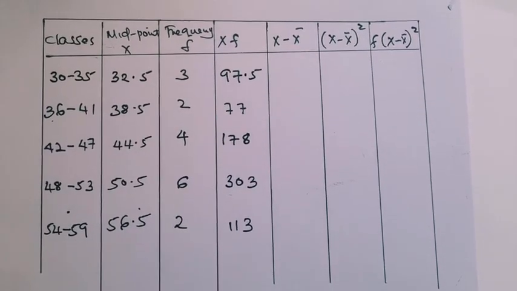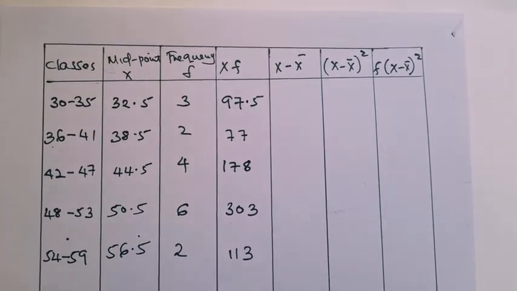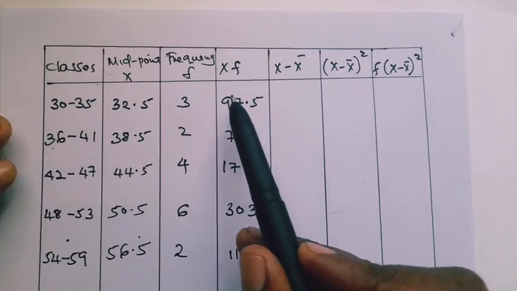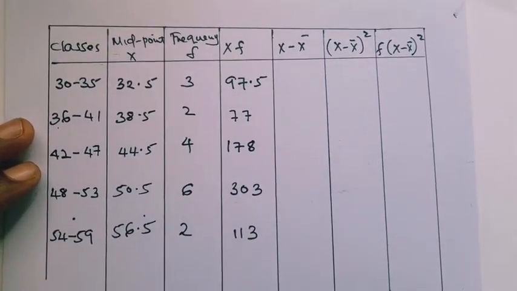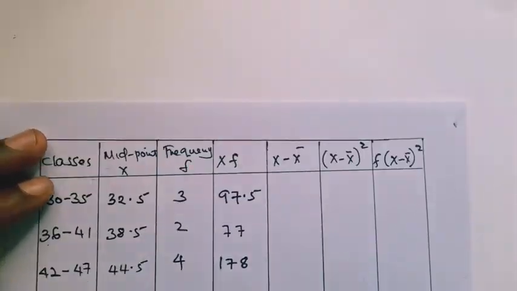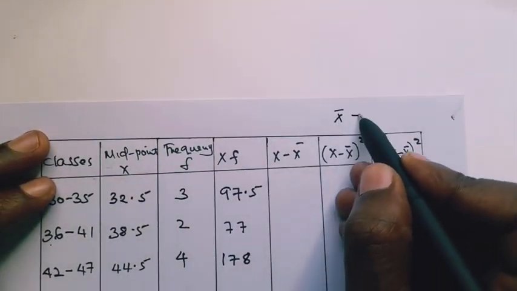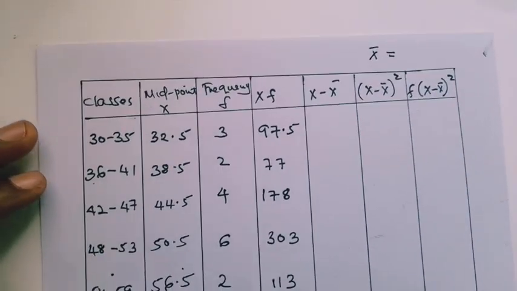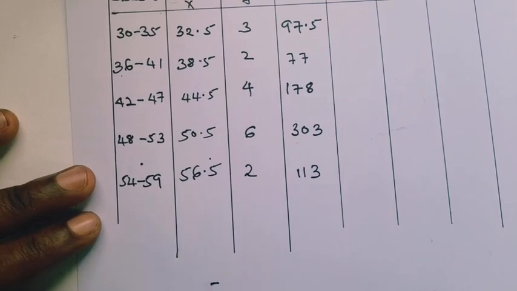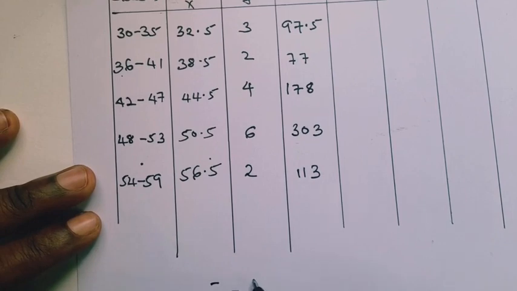So now next is to get the mean deviations. That's the difference between the values for x and the mean. How do we get the mean itself? We need first of all to calculate the mean, put it somewhere here by x. It is the one we are going to use. How do you get the mean? Mean, x bar, is given by summation of xf all over summation of f.